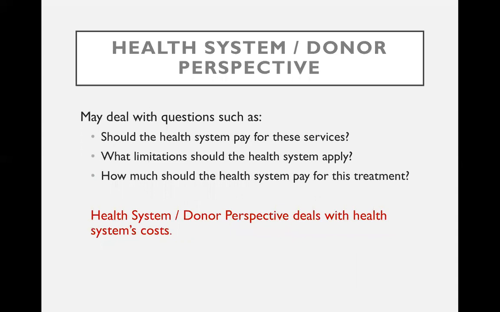The next type of perspective is the health system perspective. Now, this deals with the health system's cost. How much is the health system willing to pay for additional services? Let's say a certain hospital, will it be worthwhile for a hospital to purchase an MRI? Or will it be too expensive and beyond their budget, and will they stand to benefit from it? Now, they also need to consider what limitations should be applied in a certain health system and how much the health system should pay for this treatment.